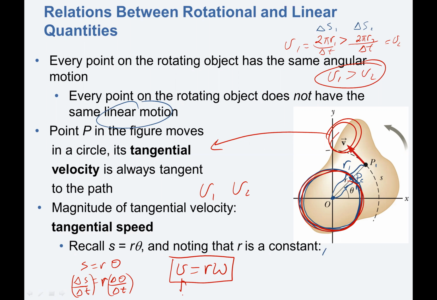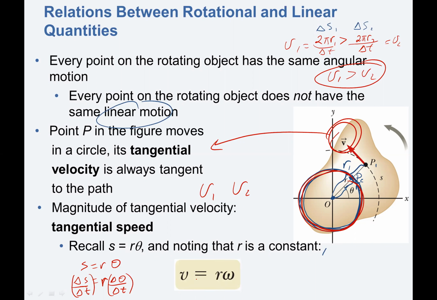V, linear velocity, equals angular velocity of the particle times how far away the particle is from the axis of rotation. So that's why it is position dependent. It depends how far away the particle in that object is with respect to the axis of rotation. The closer you are, the slower you're moving. The further you are, the faster you're moving. That's what has to happen, because the further you are, the bigger your linear displacement. That means more distance you have to cover, so you have to be moving faster.